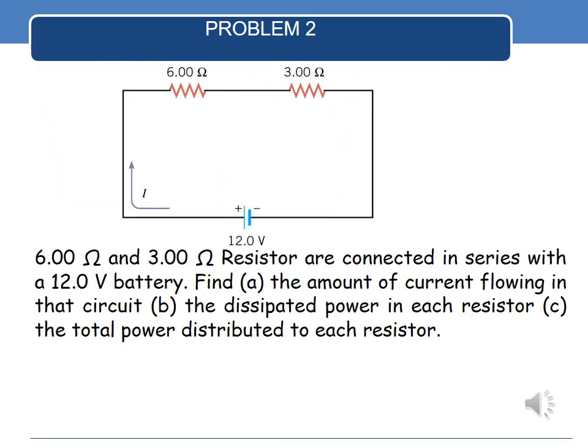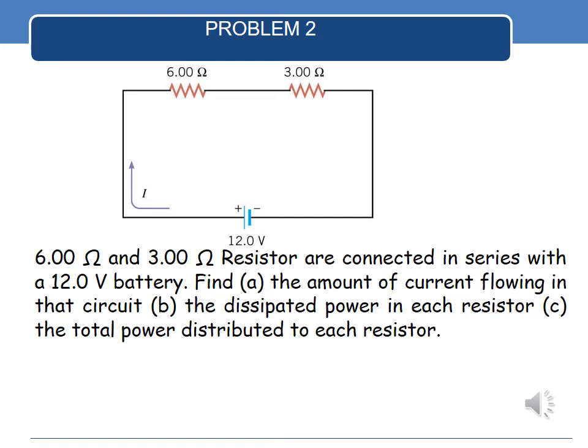For problem number 2, suppose you have a series connection of resistors. Resistor 1 has a resistance of 6 ohm, and resistor 2 has a resistance of 3 ohm. Find the amount of current flowing in that circuit.